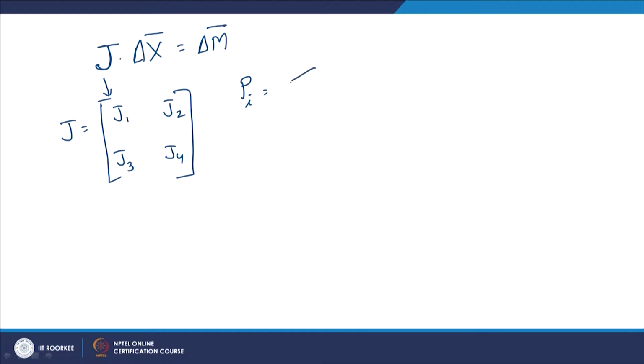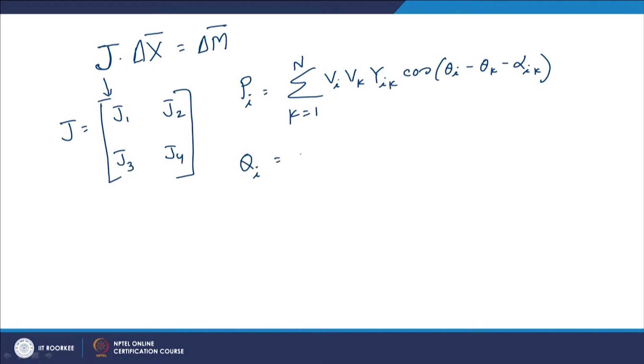It is given by Pi is equal to summation K is equal to 1 to N Vi Vk Yik cos(theta i minus theta k minus alpha ik). We have already defined what these quantities are. Qi is equal to summation K is equal to 1 to N Vi Vk Yik sin(theta i minus theta k minus alpha ik).